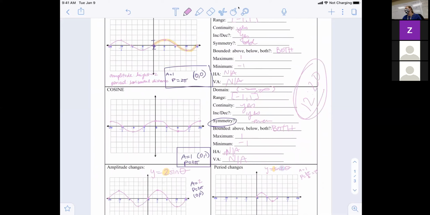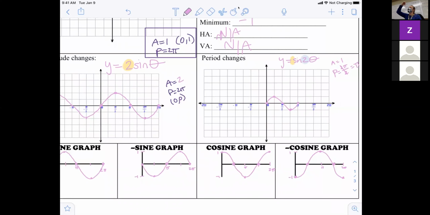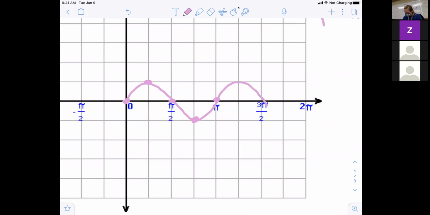Gabby, question? That's exactly what we just showed. The difference is the 2 in front is a vertical stretch. It makes it taller or thinner. And the 2 on the inside squishes it horizontally. And again, I can keep doing this forever if I want to.